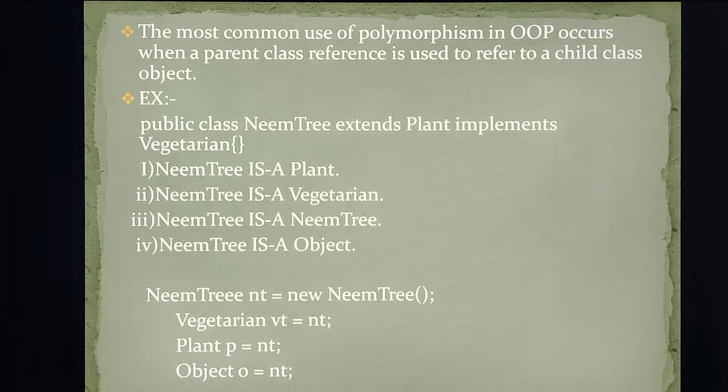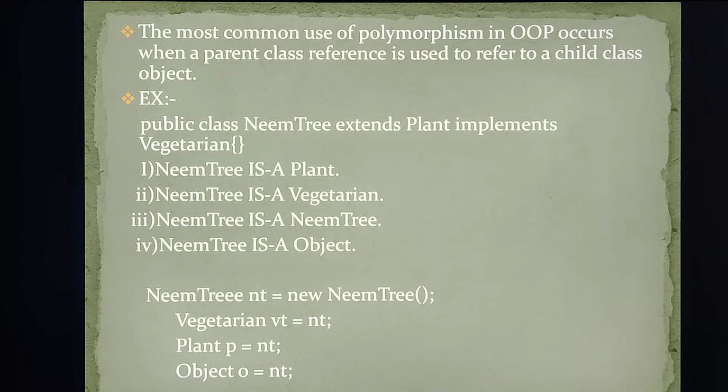So I created a child class named Tree, whose parent class is Plant, and I also created an interface Vegetarian. What I did here, I created a class named Tree extends Plant implements Vegetarian. So how is Tree related to Plant? Tree is in an IS-A relation with the Plant class. Tree is in an IS-A relation with the Vegetarian interface. Tree is in an IS-A relation with itself, meaning Tree. And Tree is in an IS-A relation with Object.